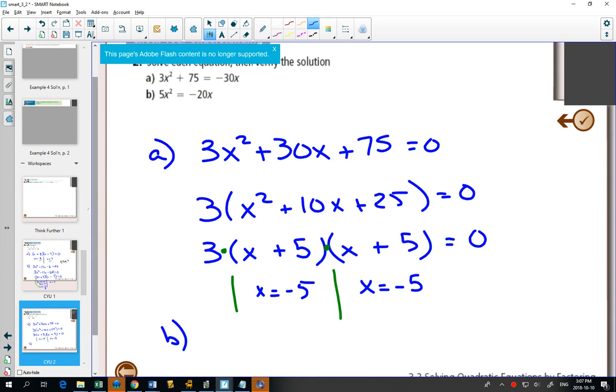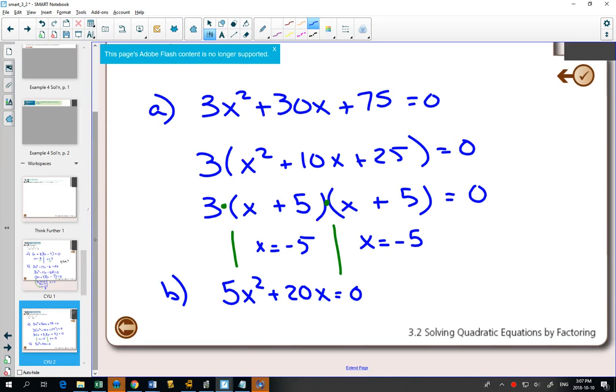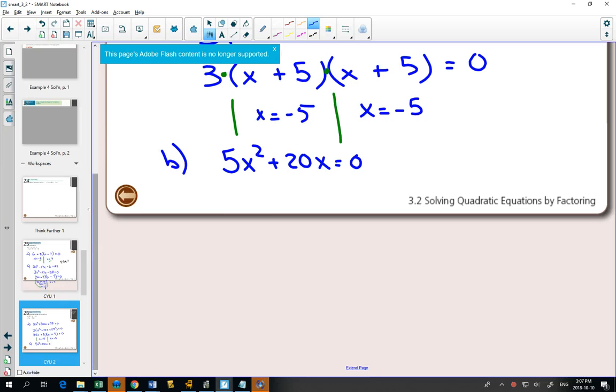Part B, 5x squared equals negative 20x. So again, we recognize that this is a quadratic equation because we have an x squared, and we'll always solve quadratic equations by making one side equal to 0. So I'm going to add 20x to both sides. Does this have any common factors? Yes, what can you factor out? 5x. That would leave me with x there plus 4.